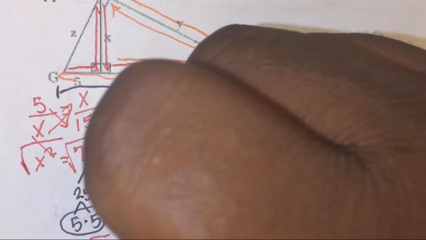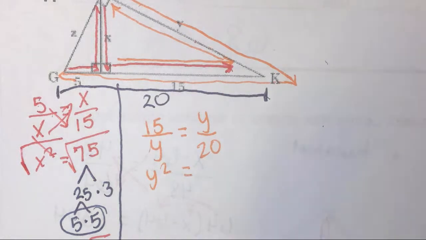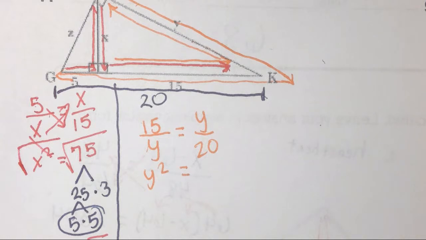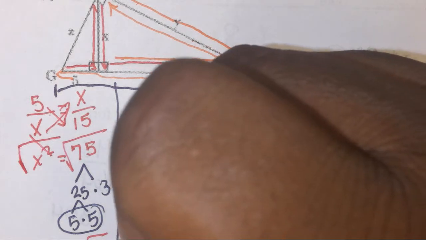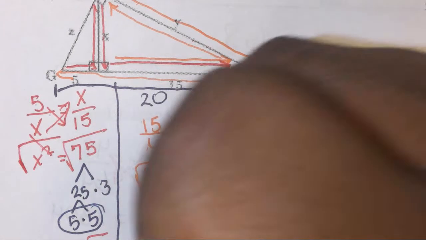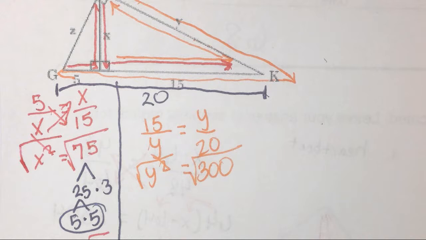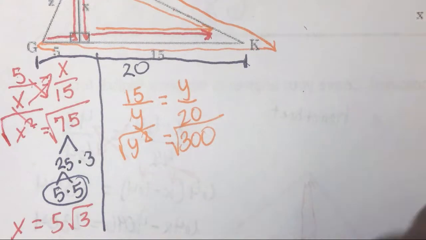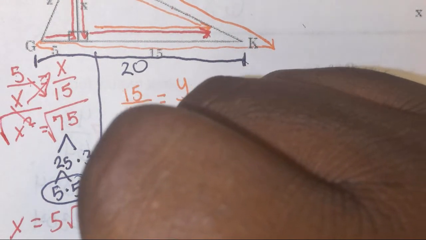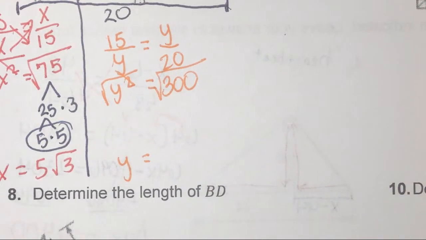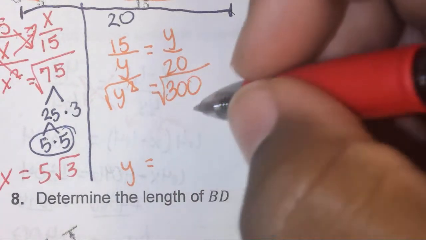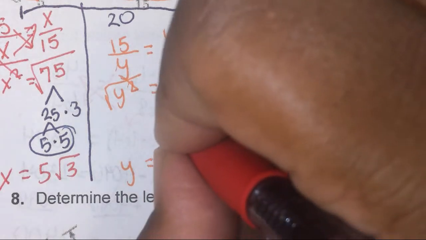So you get y squared. 15 times 20. This might be 250. No, I was playing. It ain't 250. It's 300. Square root. Then you go y equals. You got to break this one down too. I don't think it comes out clean, so we're breaking it down. Okay, we can use that if you want.